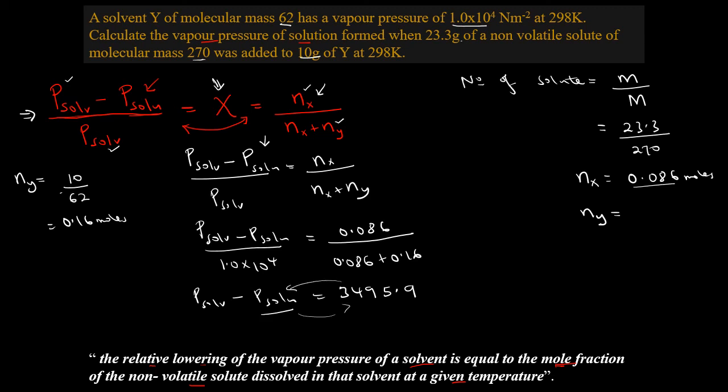So we are going to make P solution the subject by taking this to the other side and bringing this one to the other side. So we shall have our 1.0 times 10 to the power 4, which is the vapor pressure of the solvent, minus 3495.9, is equal to the vapor pressure of the solution. So this will be 10 to the power 4 minus the answer. So we shall get 6.504 times 10 to the power 3 newtons per meter squared. So this will be the vapor pressure of the solution.